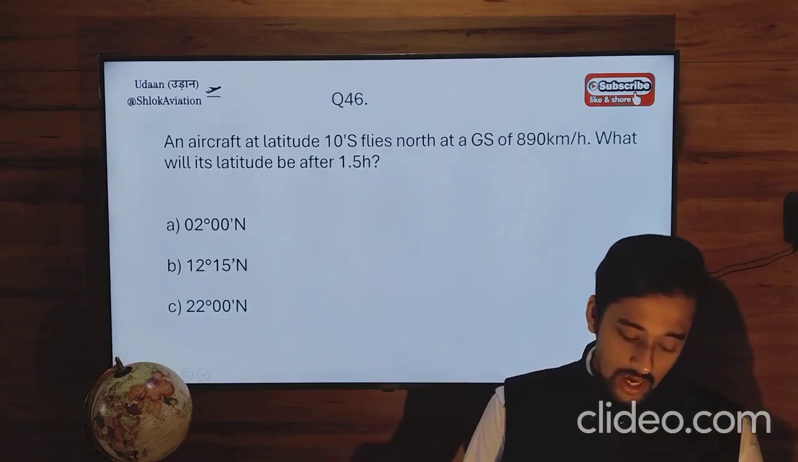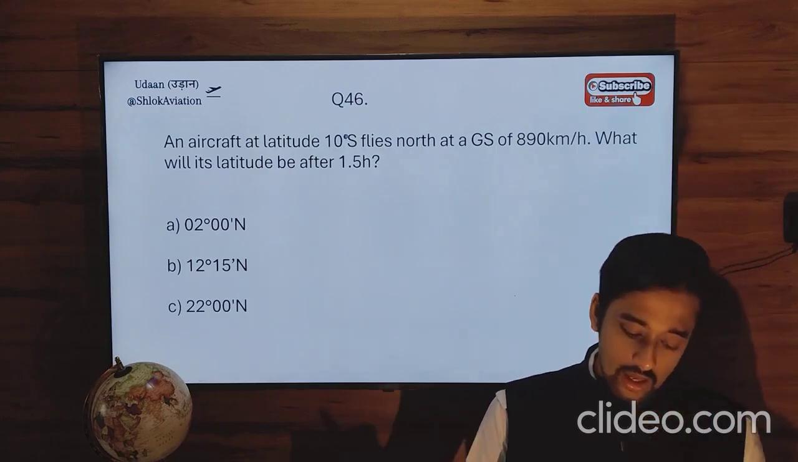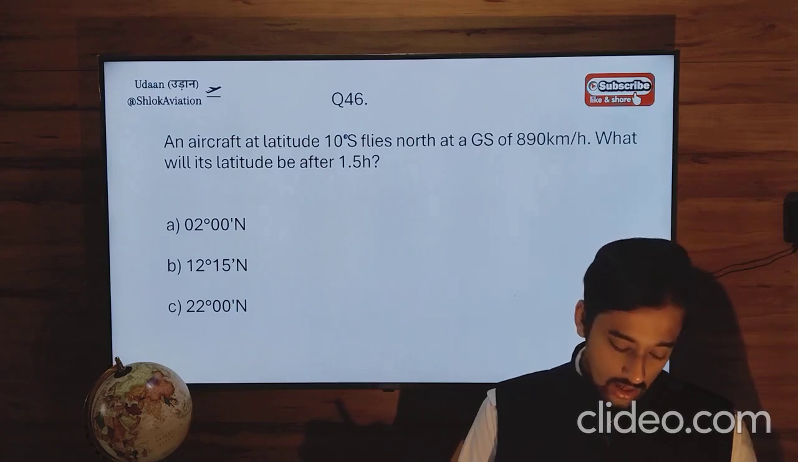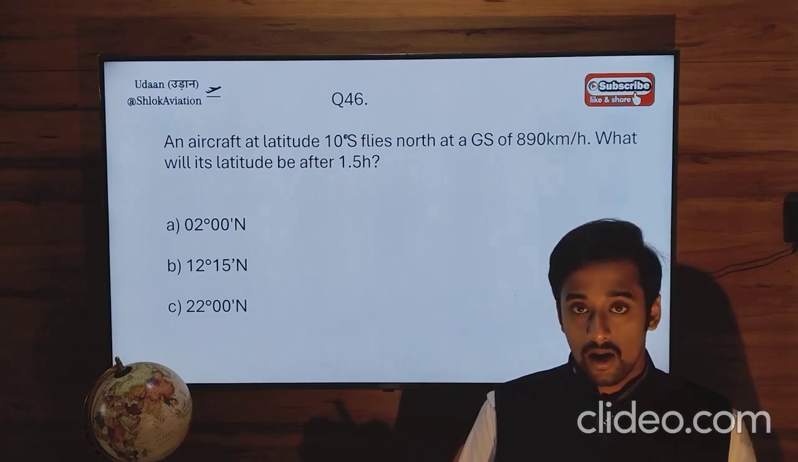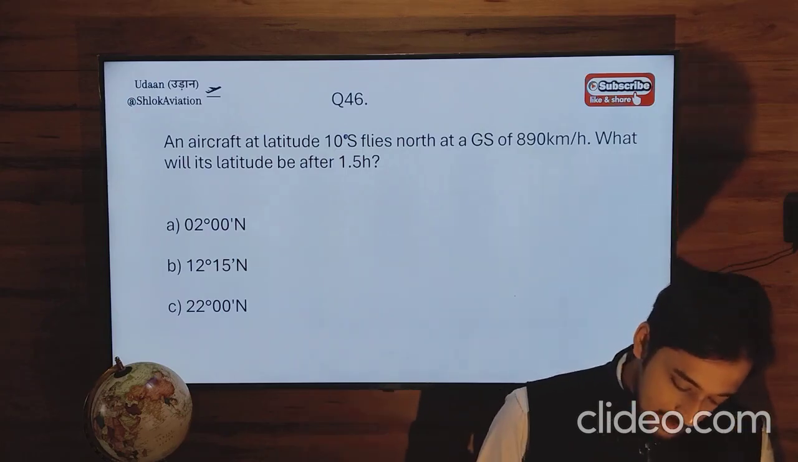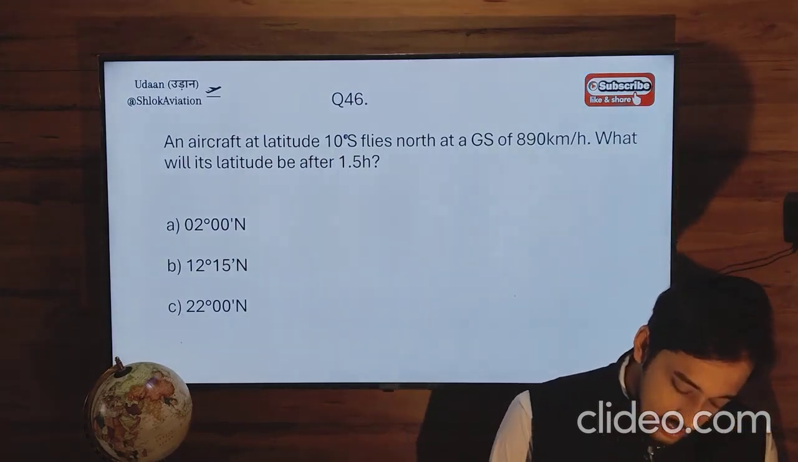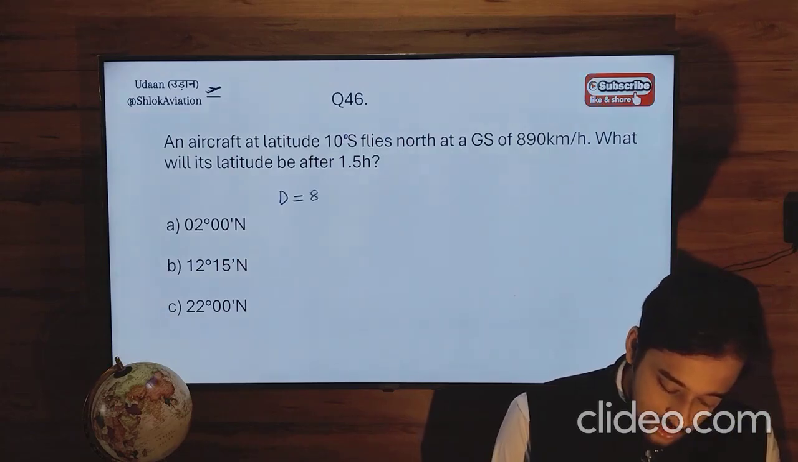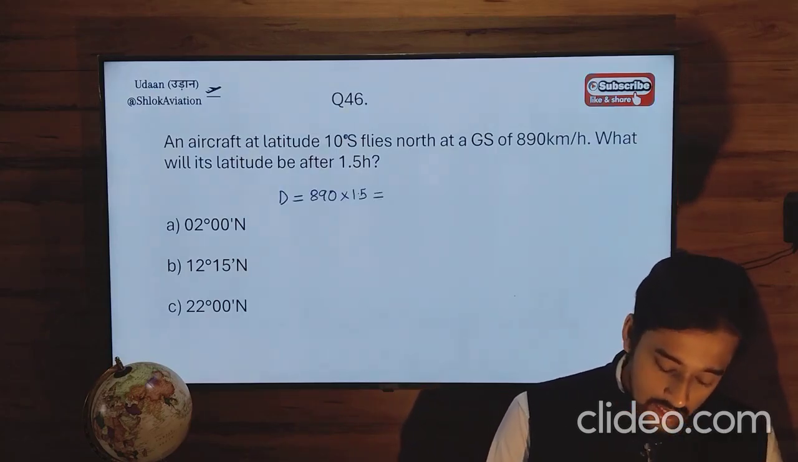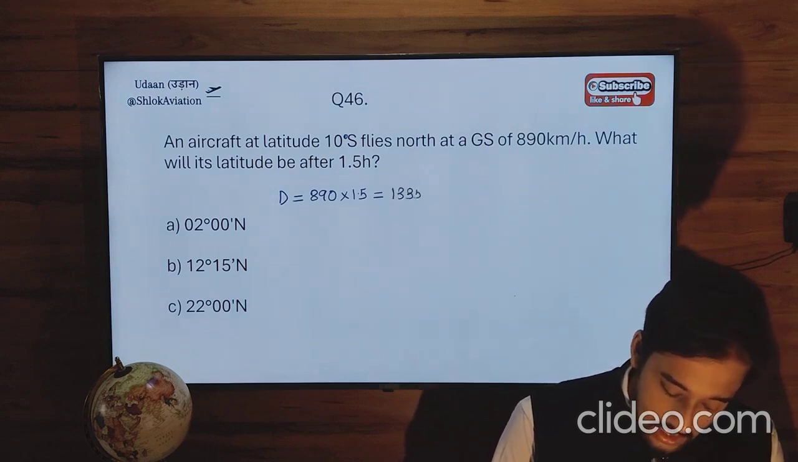Question 46. We are at latitude 10 degrees south. We are flying north at a speed of 890 km per hour and duration is 1.5 hours. What will be the new latitude? Same like previous question, similar. So let's find distance. Distance is 890 speed into time 1.5. 890 into 1.5 is 1335 kilometers. That is 722 nautical miles.